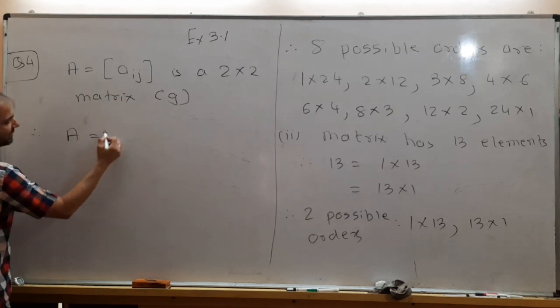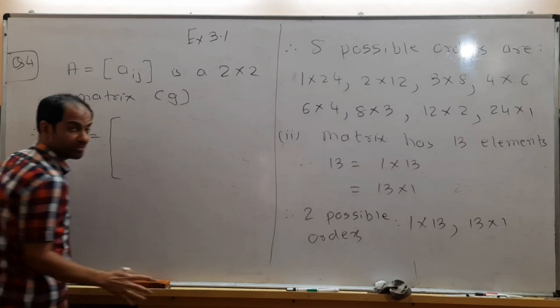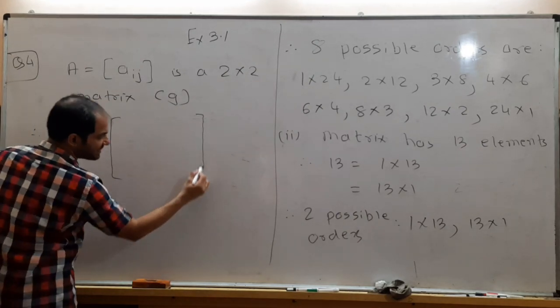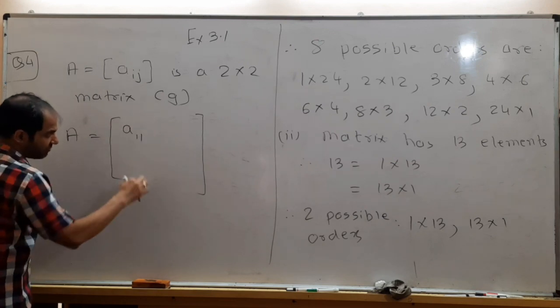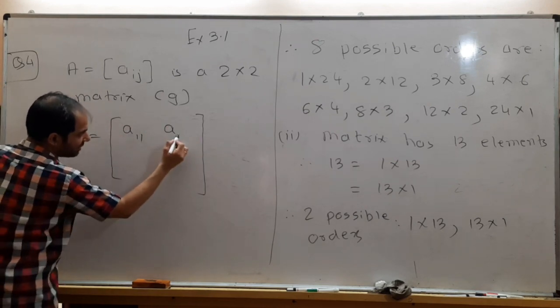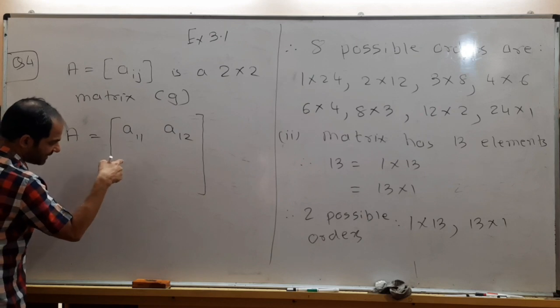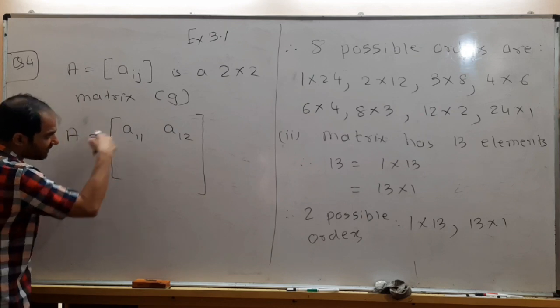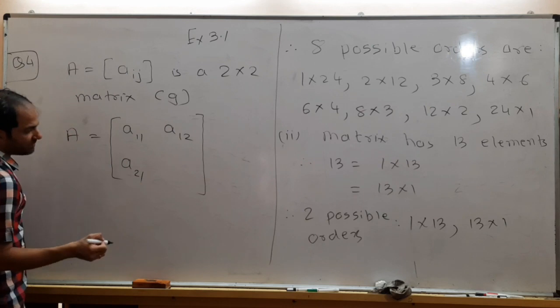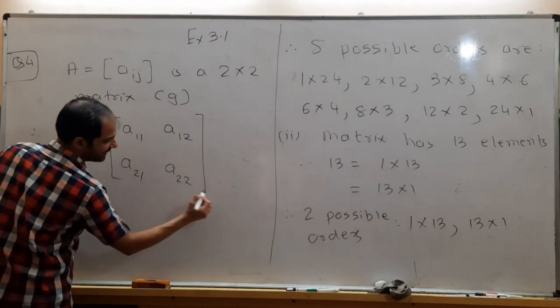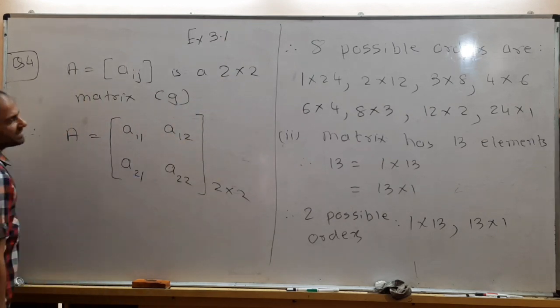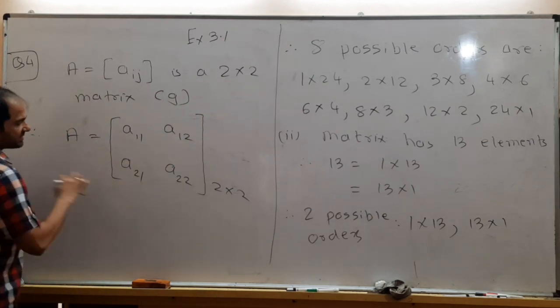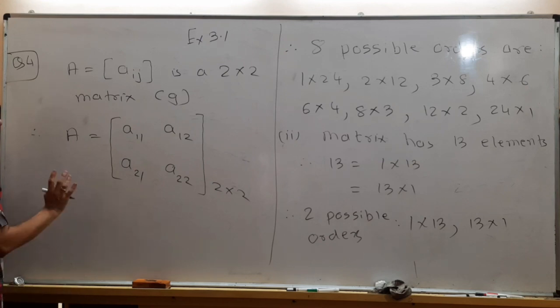So A will be 2 cross 2, which means it has 4 elements. The first element will be A11, first row, first column. Second will be first row, second column, so A12. The third element, if I point my finger over here, will be second row, first column, so it is A21, and here it is A22. Since the order of the matrix is 2 cross 2, the number of elements in the matrix will be 4. This matrix can be written in subjective way like this.